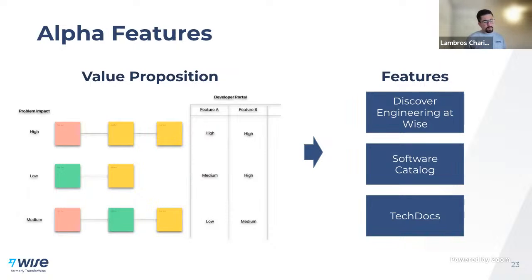Software catalog. This was built to address the problem around, who do I ask? How does the service work? What are my service dependencies? What do I depend on? Those kinds of questions. It's really an inventory of everything software: libraries, tools, services, and so on. And then TechDocs, lastly, is for documentation, making it super easy to render docs as code and also make them searchable and show them nicely in Backstage.